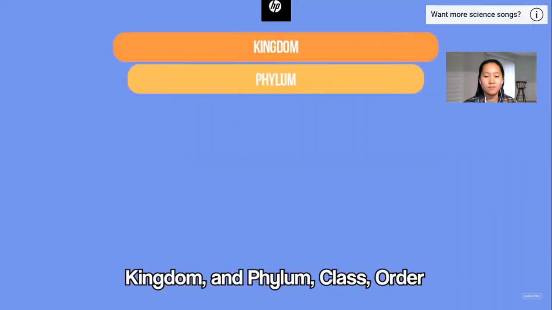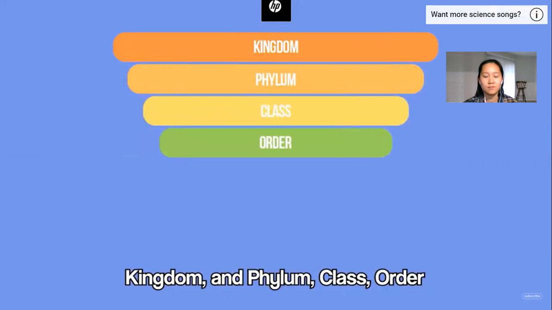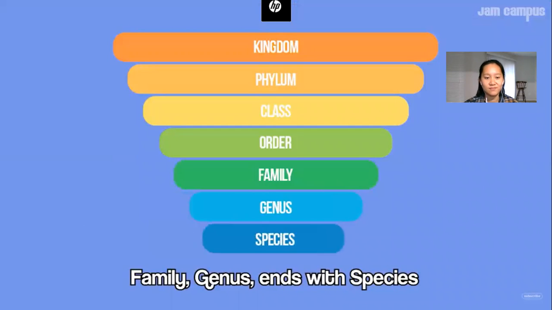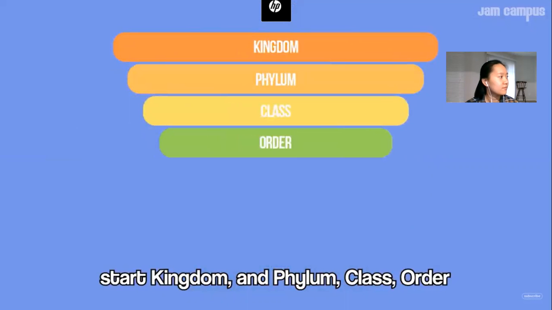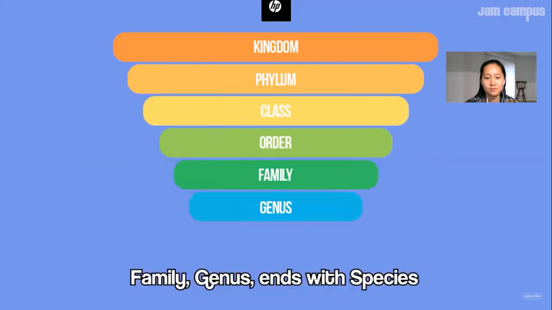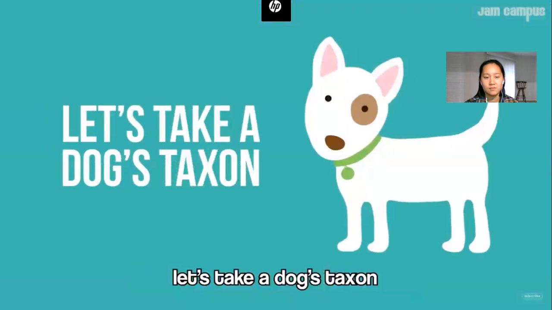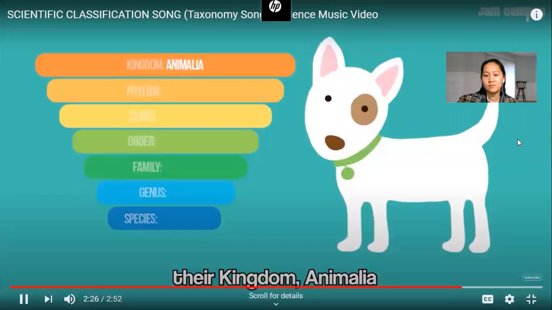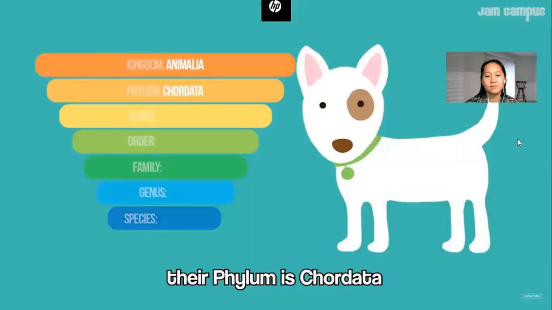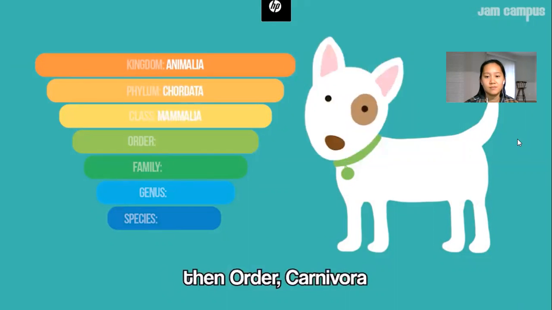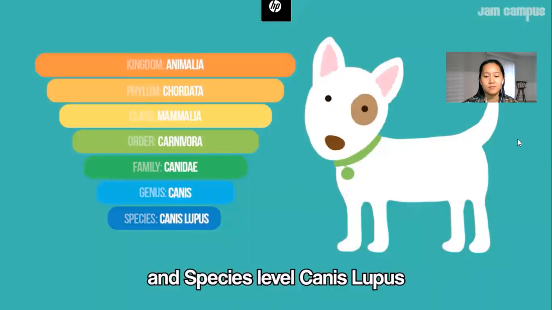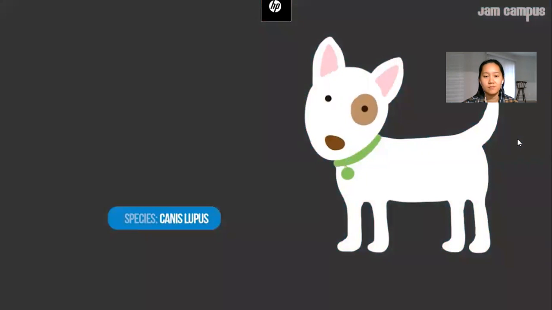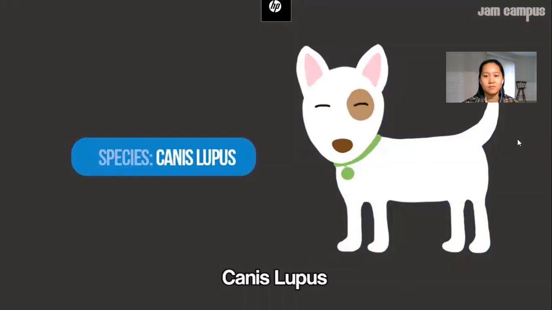Kingdom, phylum, class, order, family, genus and species. Now let's take the large taxon, the kingdom Animalia, the phylum is Chordata, class Mammalia, then order Carnivora, and family Canidae. Canis is the genus and the species is Canis lupus.